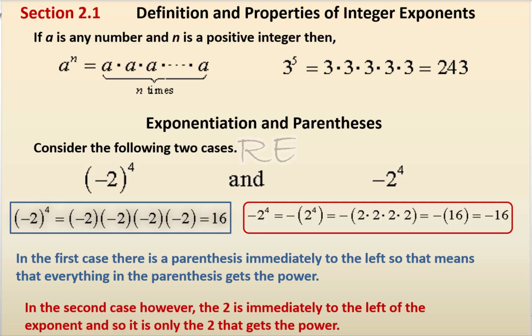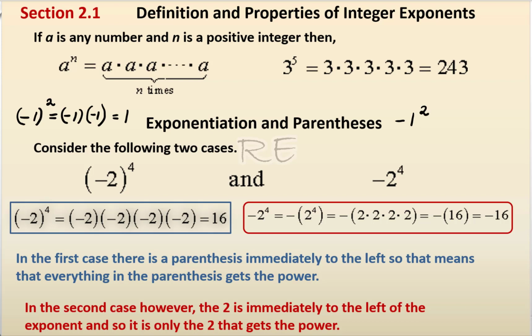If a is any number and n a positive integer, then a to the n is a times a times a, n times. 3 to the fifth is 3 times 3 times 3 times 3 times 3, 5 times, and it's equal to 243. Negative 1 in parentheses squared is equal to negative 1 times negative 1, which is positive 1.